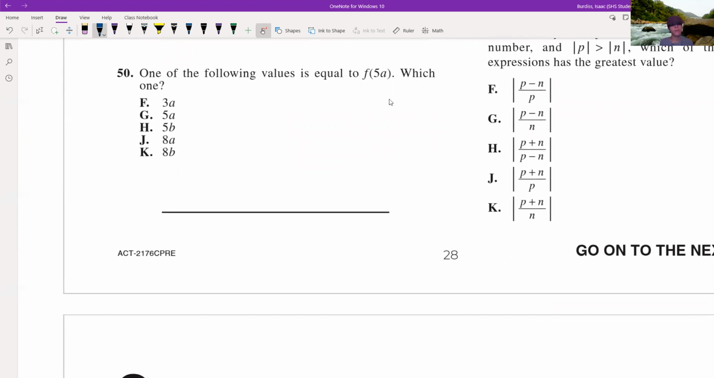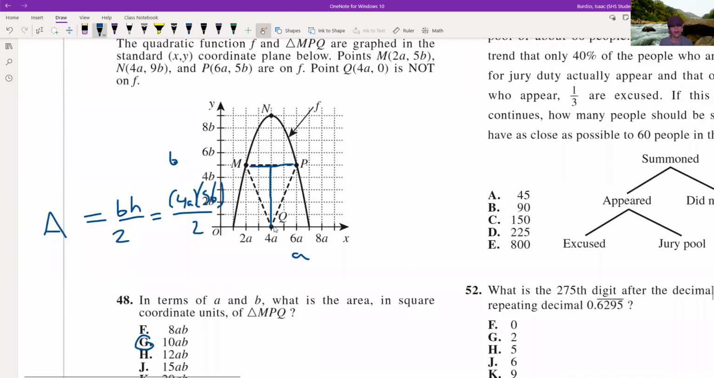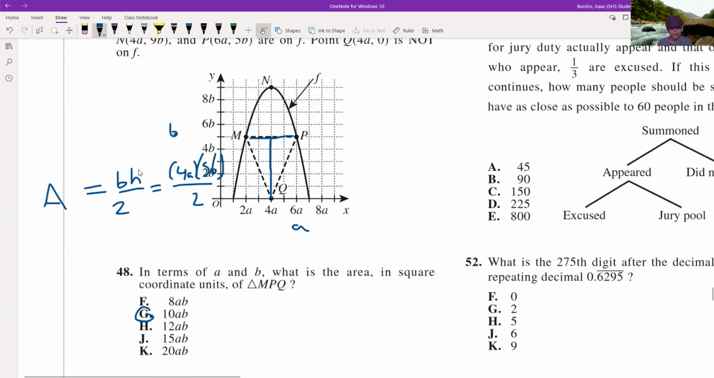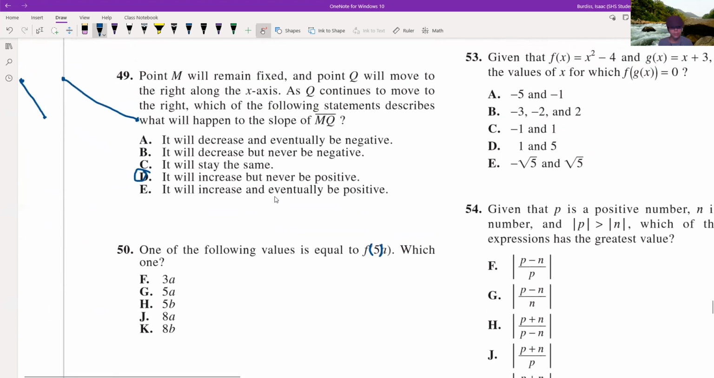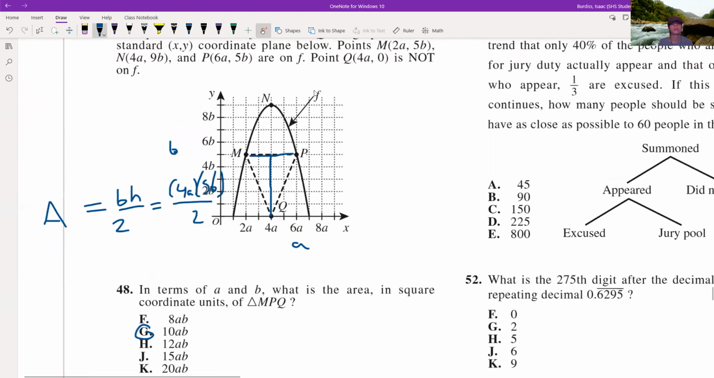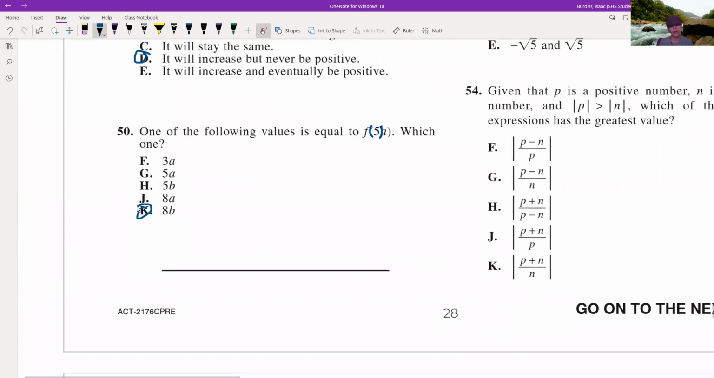What is f of 5a? Well, really just f of 5. How about that? Just forget the a. And we know that means x. So where is x equal to 5? That is at 2b. Hard to see. But it's 2b. Wait, what? Oh, wait. Oh, no. F. Yeah, we're talking about the line, not the triangle. Sorry. That is right here, 8b. Sorry. All right.